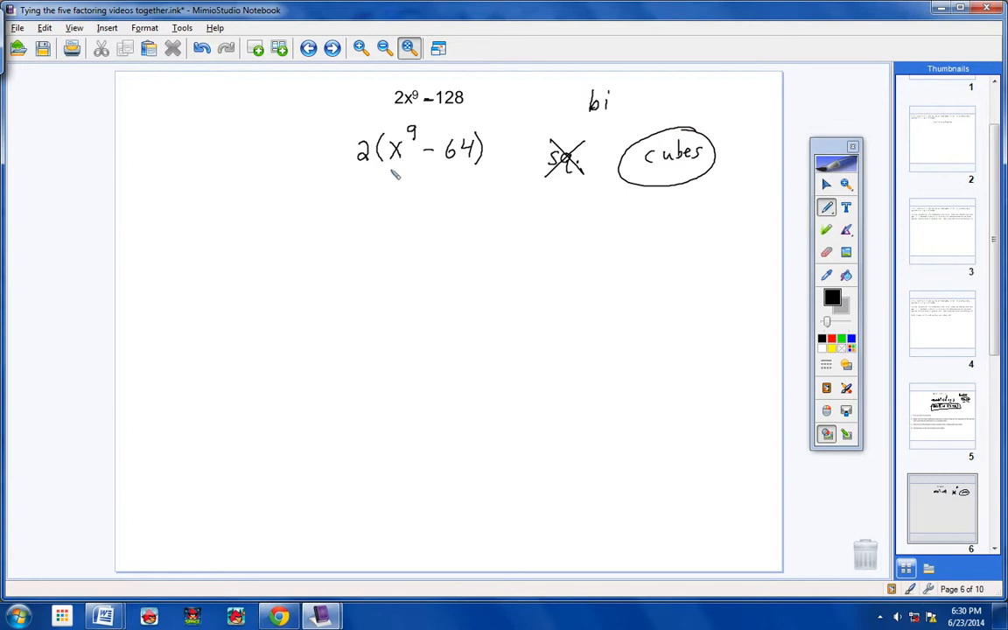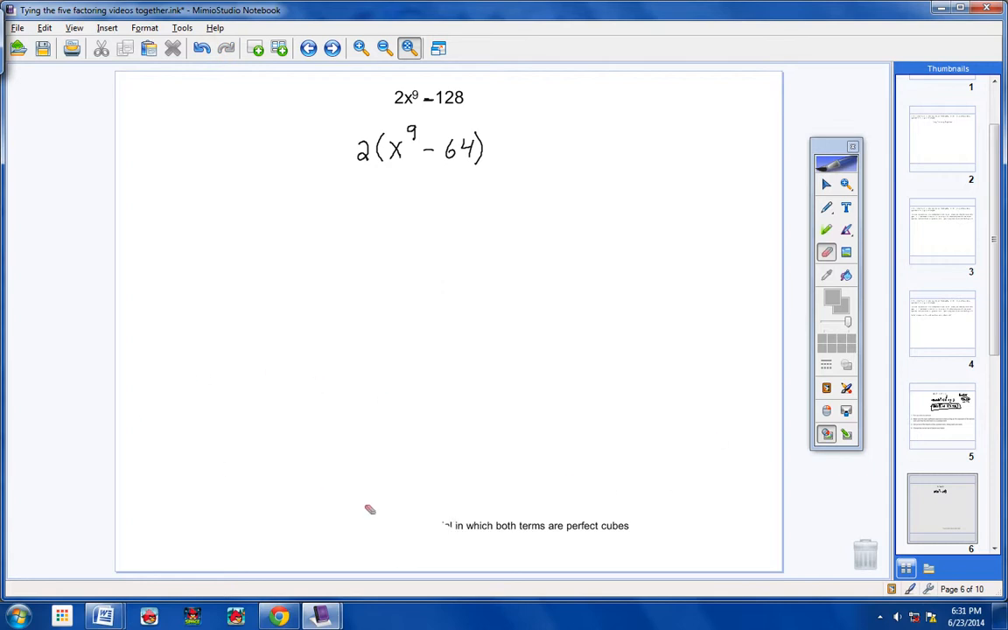Let's see. Can I take the cube root of x to the 9th? Well, I would like to say yes, you can, because the cube root of x to the 9th would be x to the 3rd. How do I know that? Because x to the 3rd times x to the 3rd times x to the 3rd equals x to the 9th. Remember, when you're multiplying like bases, you add the exponents. So I do know the cube root of x to the 9th. Do I know the cube root of 64? Sure I do. 4, because 4 times 4 times 4 is 64. So both of these terms, here and here, are perfect cubes. So I'm factoring the difference of perfect cubes.